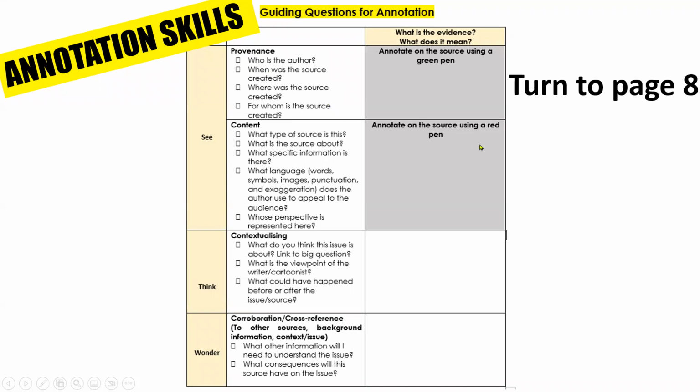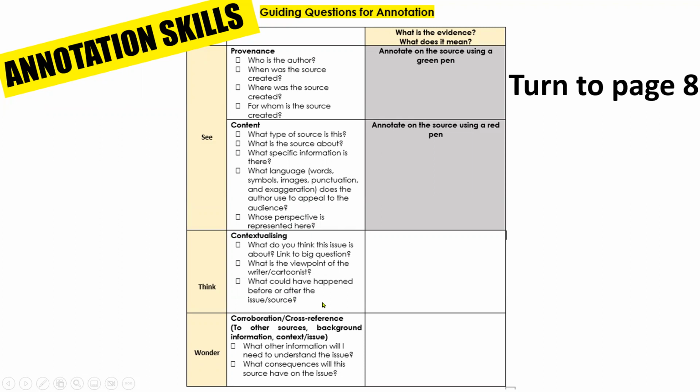And then for the basic content or the source unpacking, I would like to use a red pen. And looking at the type of source, is there any language or symbolic things that we are looking at? Things like images, punctuation, exaggeration. Sometimes it's even the tone of the source. And whose perspective is it?